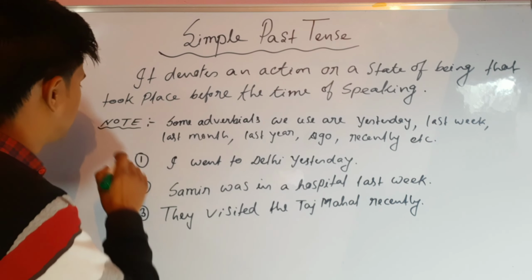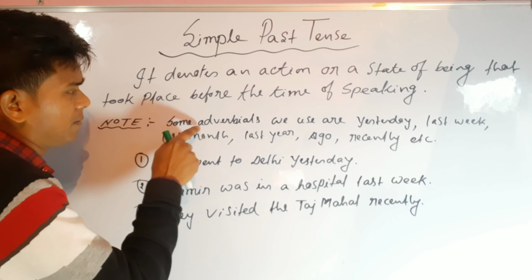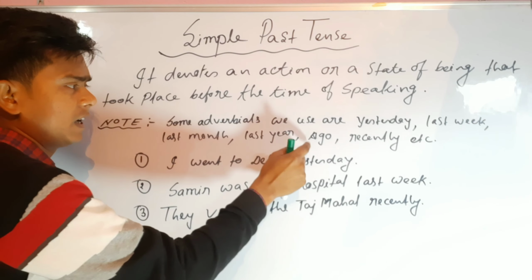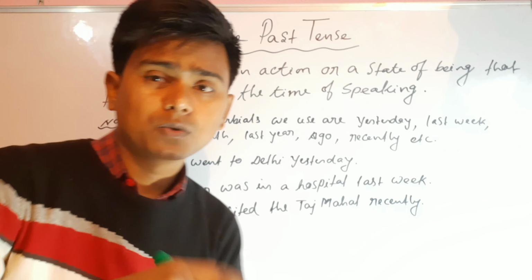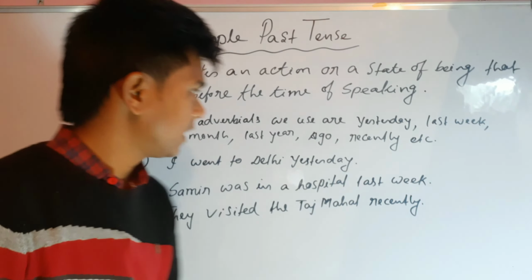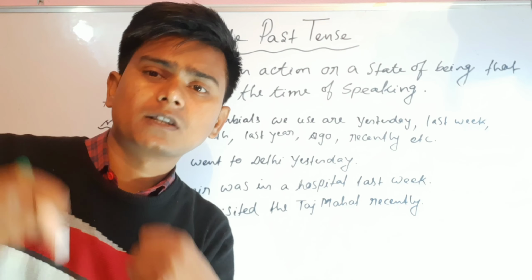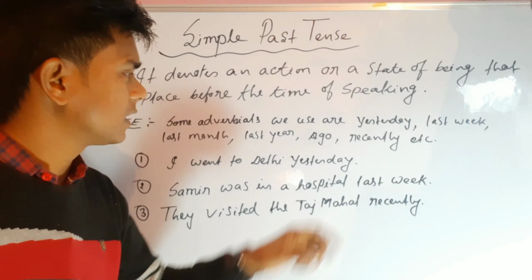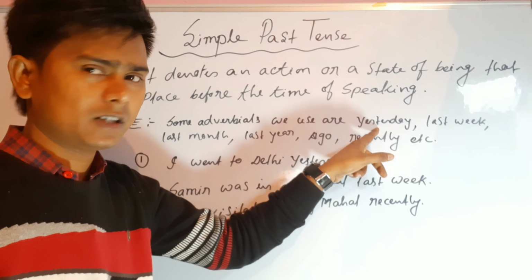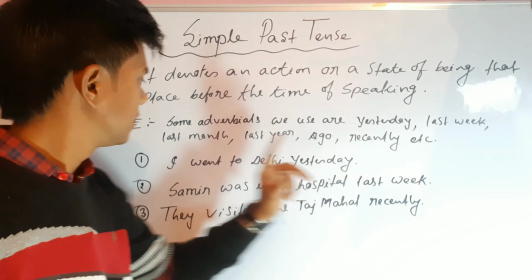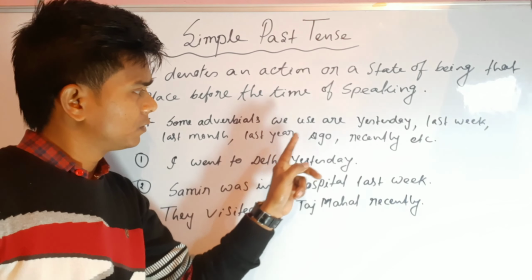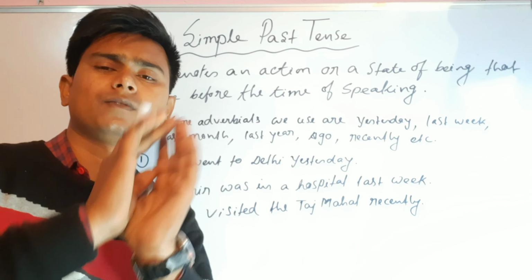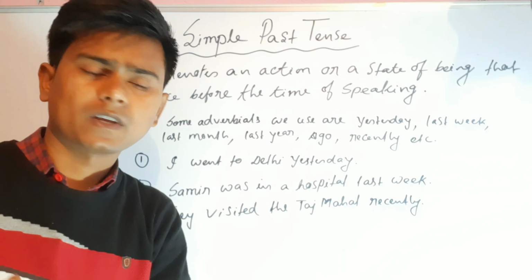Look at this. Here is a note given. Some adverbials we use are yesterday, last week, last month, last year, ago, recently, etc. Also, to denote a past completed action, we use a couple of adverbials in sentences. Some of them are written here: yesterday, last week, last month, last year, ago, recently, etc. There are a couple more adverbials we can use, right?